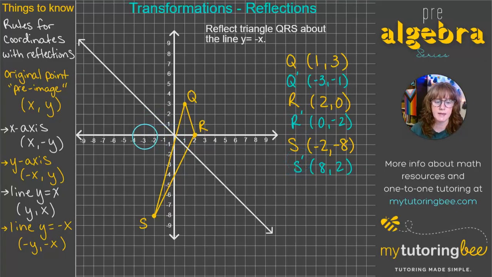So Q prime is at negative 3, negative 1 right here. So we've got Q prime. R prime is at 0, negative 2 right here. And then S prime is at 8, positive 2 right here, S prime. And then again, we're going to go ahead and connect those points with our straight lines. So we can see that that triangle has been flipped or reflected across that diagonal line.